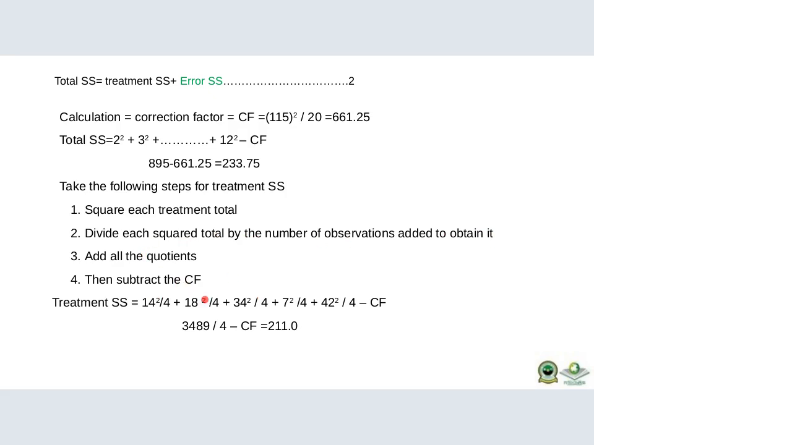That is why we divide each squared total by the number of observations and add them up. So we have 14 squared over 4 plus 18 squared over 4 plus 34 squared over 4 plus 7 squared over 4 plus 42 squared over 4, minus the correction factor. If you have done that, we are going to get 211 as the treatment sum of squares.